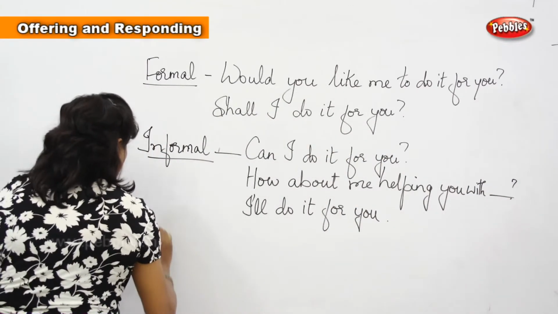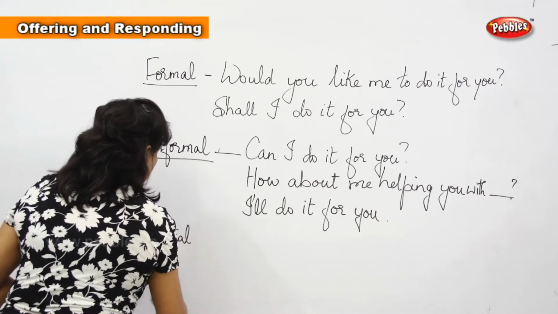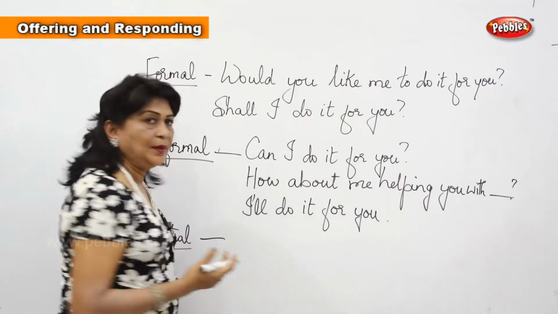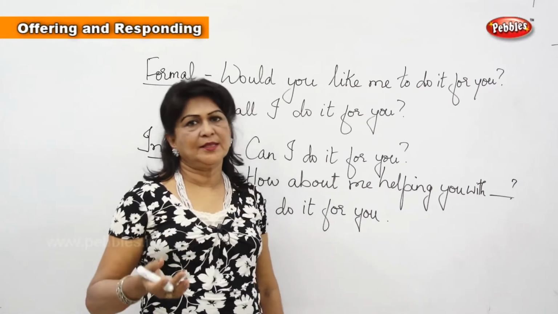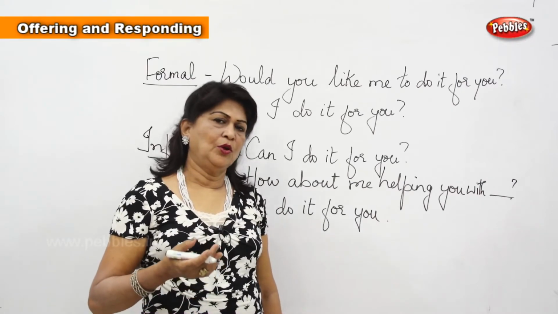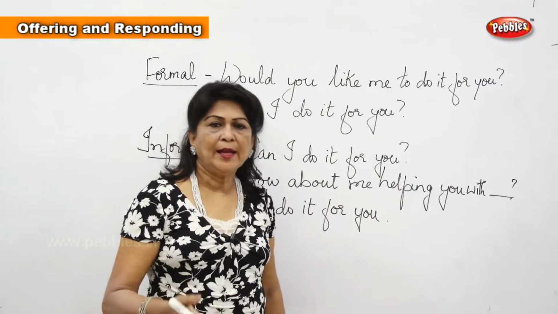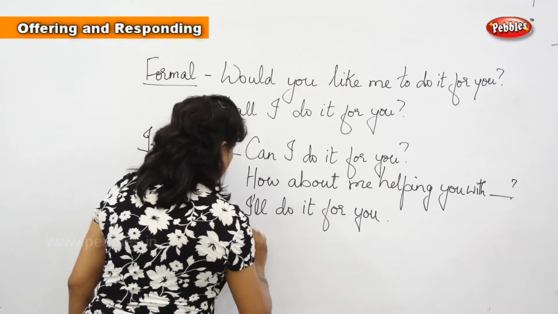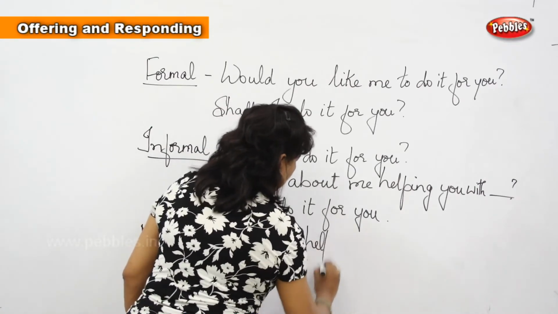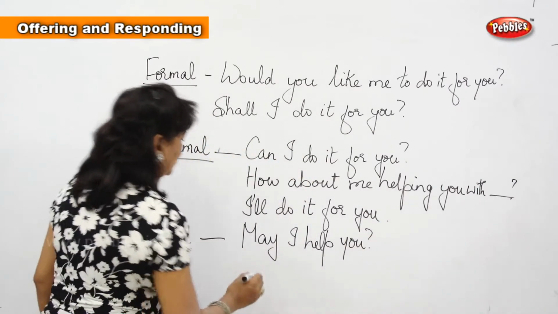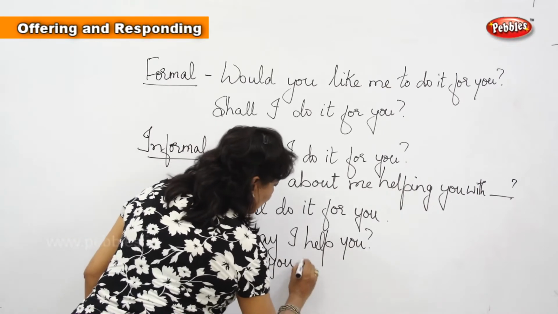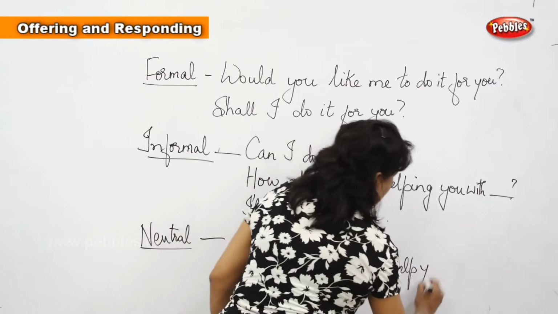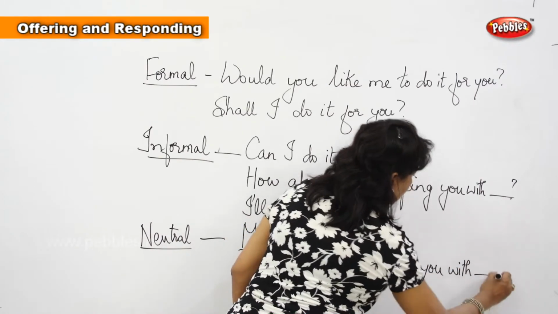Okay, next is a neutral situation. Neutral situation also can be, that is, neutral situation is maybe some acquaintance or a stranger you meet, or someone on the way you want to help. Okay, so in such cases that is a neutral situation. Do you want me to help you? Okay.